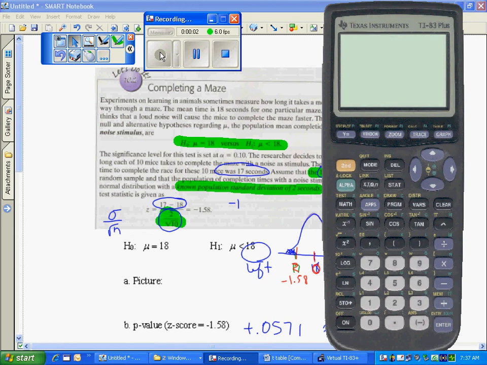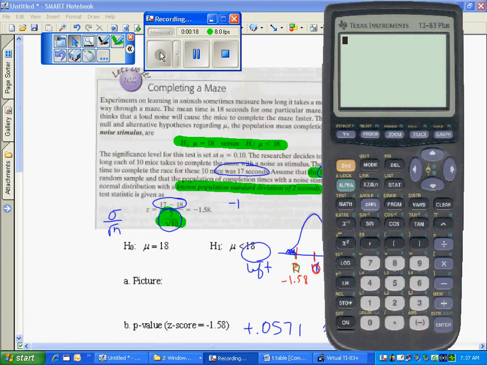Now, using the calculator to do these two types of tests, basically we like to use a lot of technology. It finds me the exact value instead of estimating in those tables. So the first one, if we go back and do the completing the maze problem, this is when I knew the standard deviation of the population.